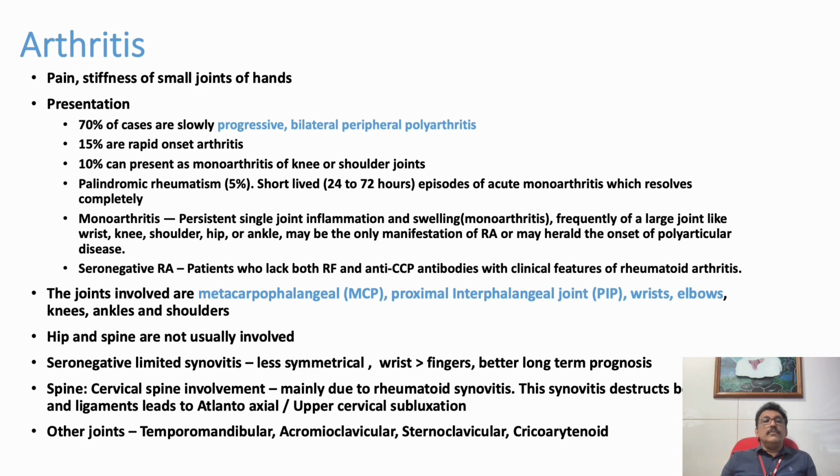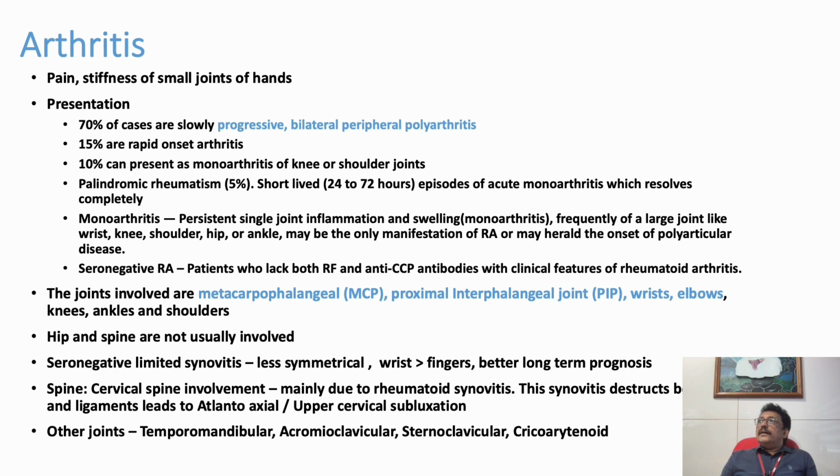Some have a palindromic presentation, that is short-lived arthritis. For 1 or 2 days the patient can have severe arthritis, and it completely disappears. Like the previous slide we have seen, rarely the patient can have mono-articular involvement, that may lead to asymmetrical joint involvement, but these types of presentations are rare.